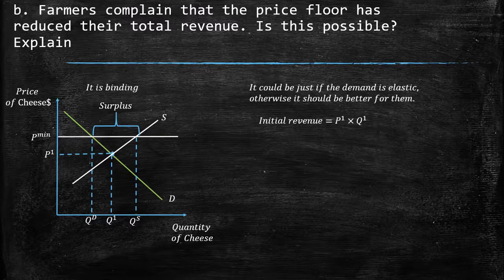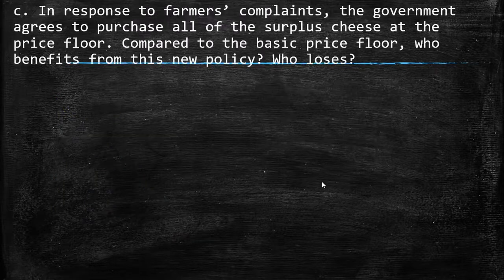Remember, the initial revenue is P1 times Q1, which is given by this, and afterwards the new revenue is given by the minimum price times QD. So we have to check whether this rectangle is higher than the loss of revenue here. Again, it depends on whether this part of the curve is inelastic. If this part of the curve is inelastic, it could be better.